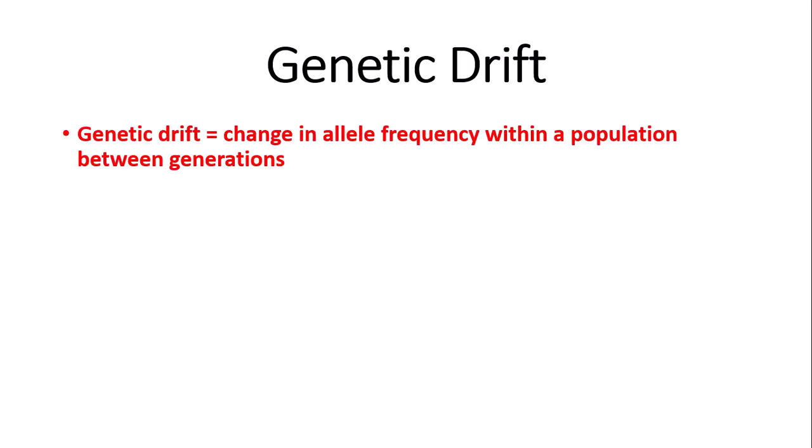So the last idea that you need to be familiar with is genetic drift. Genetic drift is change in allele frequency within a population between generations. So obviously this will be by chance. So by chance a certain allele may be passed on to the offspring just by chance. So it's not due to selection pressures. So continual genetic drift leads to evolution, which are changes in allele frequency and therefore phenotypes and genotypes over time.